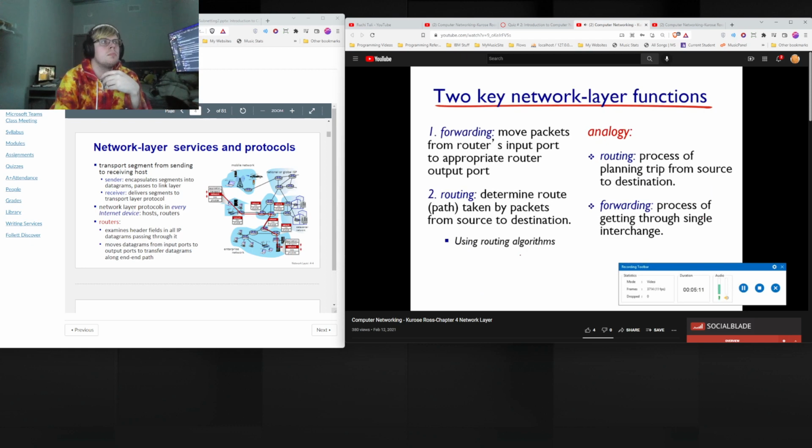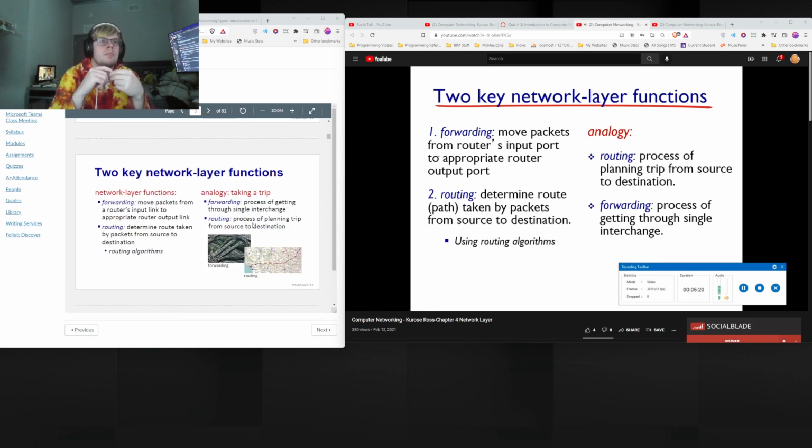Alright, moving ahead. Two important network layer functions are forwarding and routing. We already discussed them, I think, in chapter 1. Forwarding is moving the packets from the router's input port to the appropriate output port, and routing is determining the path, the shortest or best path between the source and destination, so that the packets can take that path. For routing, we use certain routing algorithms, which we will talk about later in this chapter.